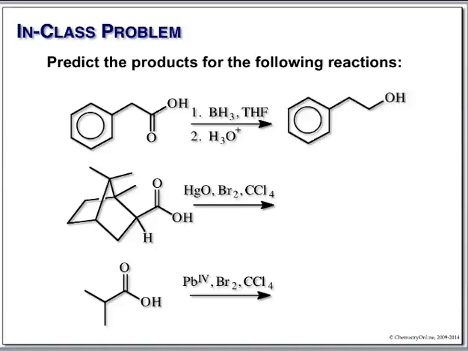Both of these are Hunsdiecker. This is actually the one from the previous slide, so we'll just do our product. Again, same bicyclic structure with the bromine there. You can also do this with lead 4. Again, add bromine, warm it up. Just split off CO2, bromine goes there, and you get isopropyl bromide.